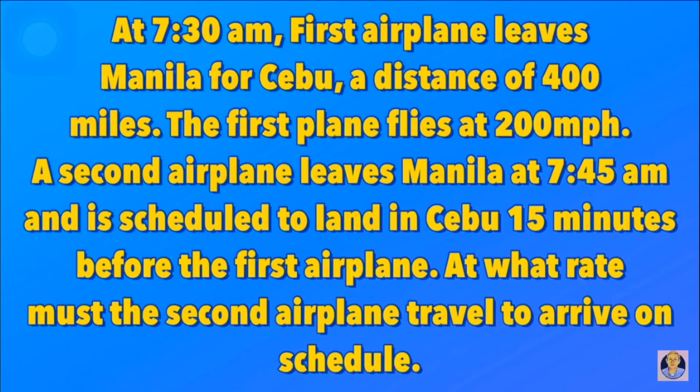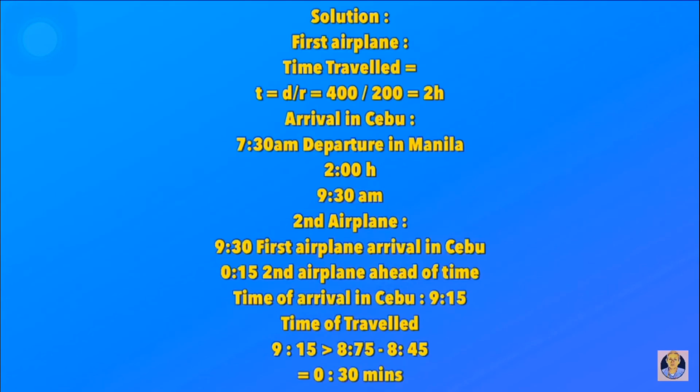So our solution, first airplane, we have to get the time travel. So we will use the formula T equals D over R, and the distance covered of the first airplane is 400, and miles per hour, or the rate, is 200. Then we're going to divide it, 400 divided by 200 is 2 hours. Okay, 2 hours the time travel of the first airplane.